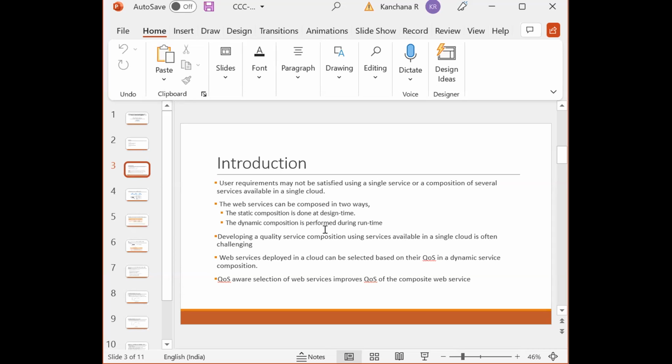There are many papers in the existing literature for QoS or quality-aware composition of services, but none of them consider the quality of cloud platforms. That's why the objective of our work is to consider the quality of web services as well as the quality of cloud platforms to increase the satisfaction level of the user. This is the objective.